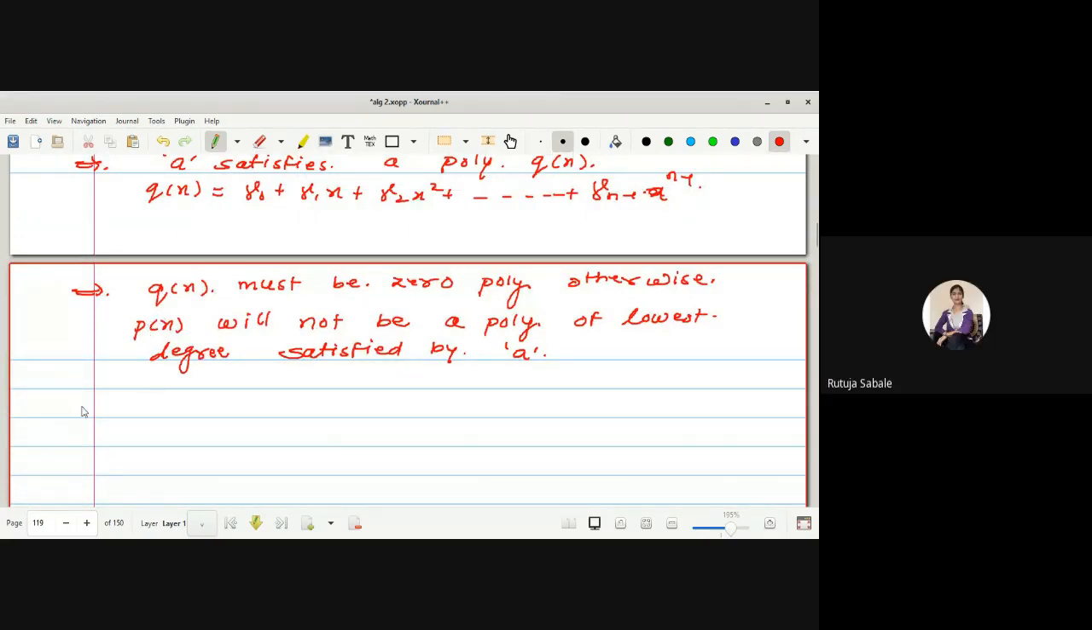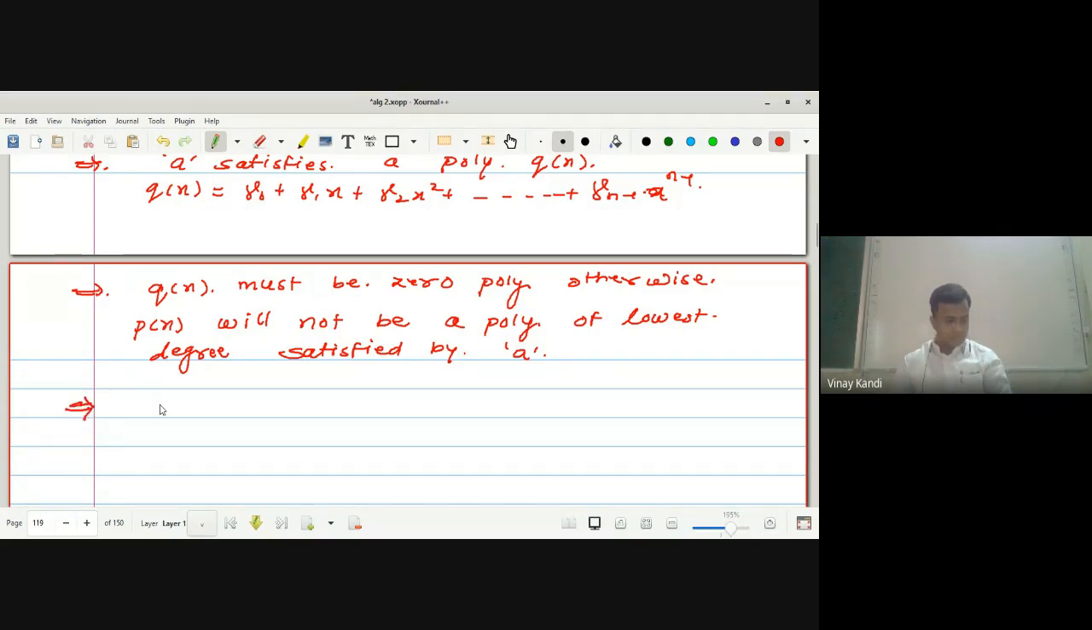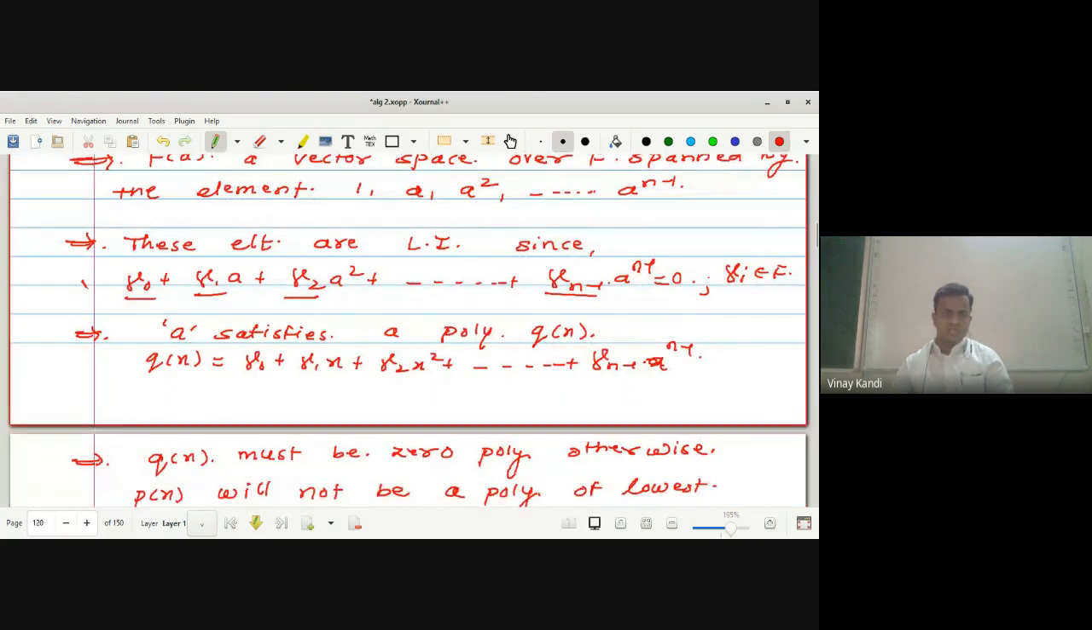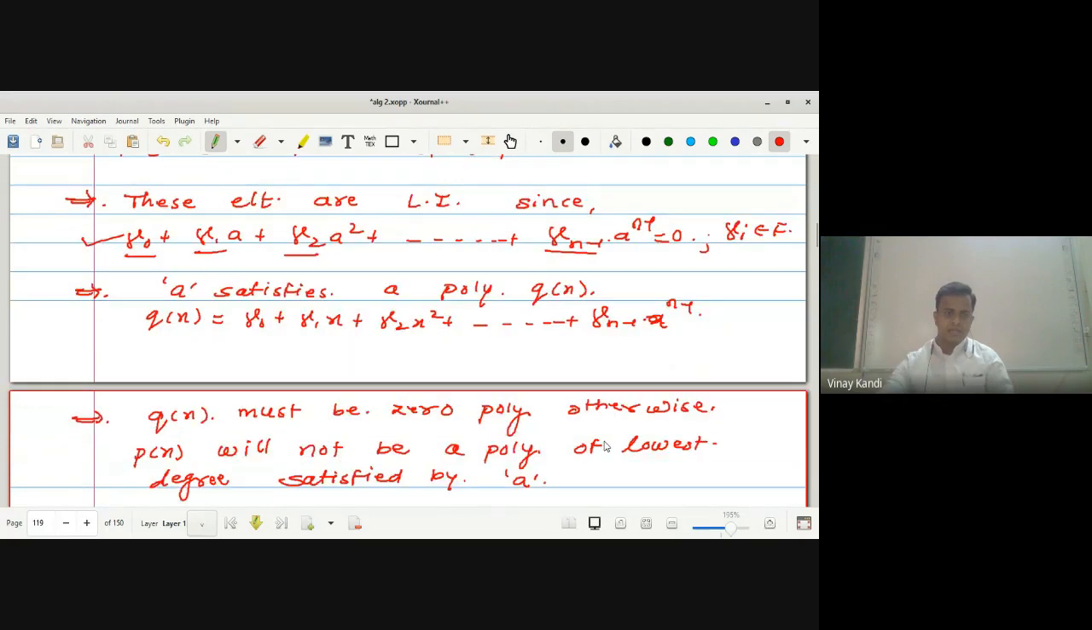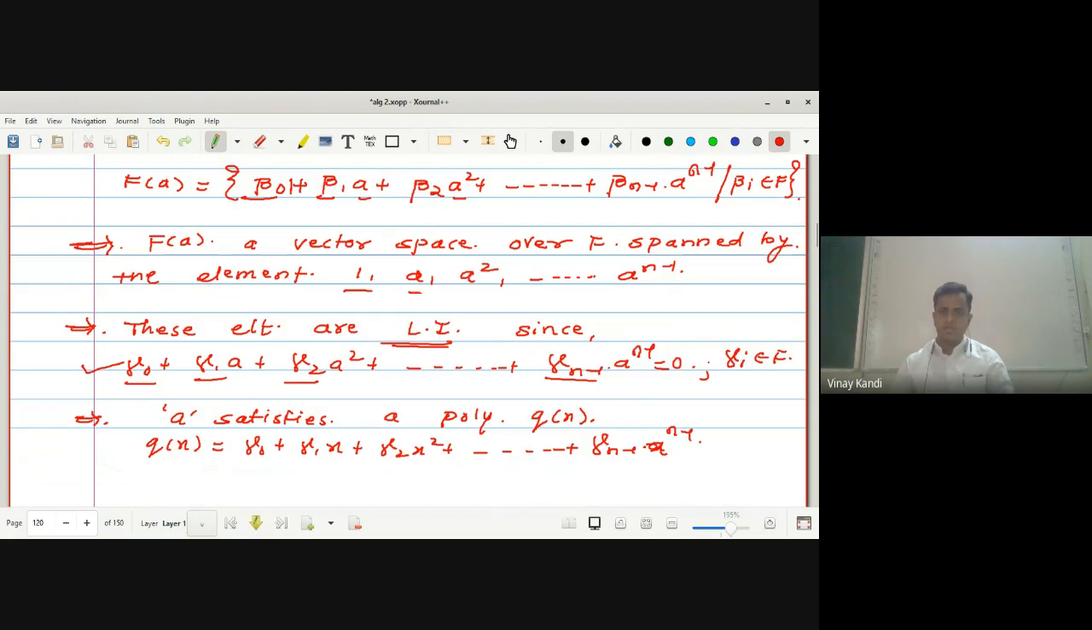No, sir. Okay, so this implies gamma naught is equal to gamma 1 is equal to gamma 2 up to so on gamma n minus 1 is equal to 0. All the coefficients are 0. Okay, so hence, what we did here is that if the linear combination is 0, then each coefficient is equal to 0. It implies that the set is linearly independent. Which set? 1, a square up to so on, a raised to n minus 1.